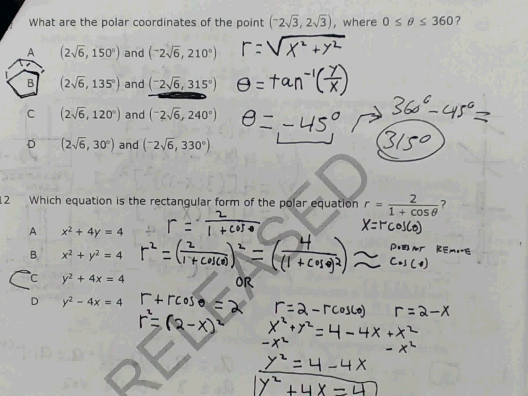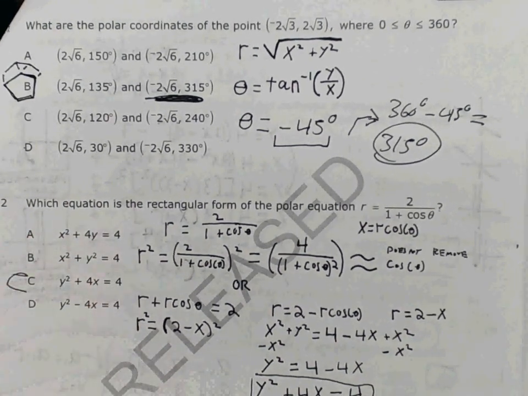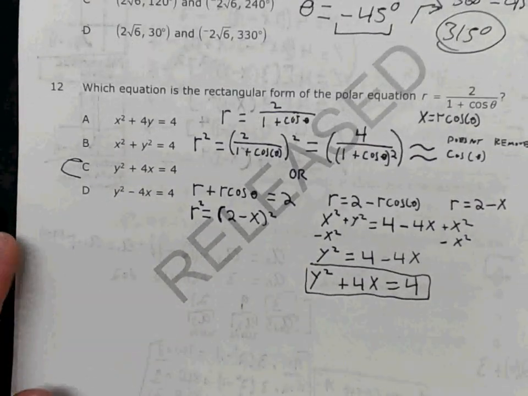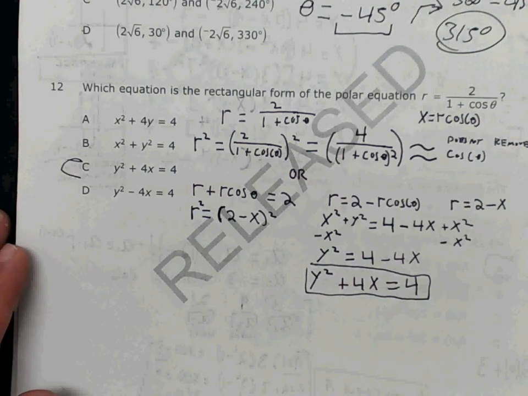Now, let's look at number 12. Which equation is a rectangular form of the polar equation r equals 2 times 1 plus the cosine of theta?